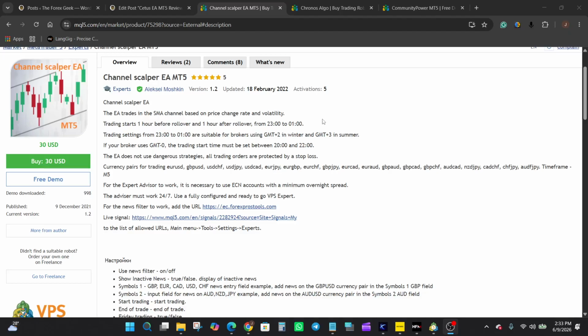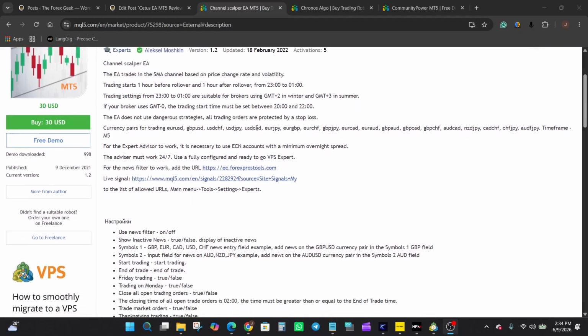Now, from the description, this EA is designed as a channel scalping system, and it trades based on an SMA channel combined with price change rate and volatility conditions. So essentially, it's reacting to how price moves within a structured channel rather than random entries.